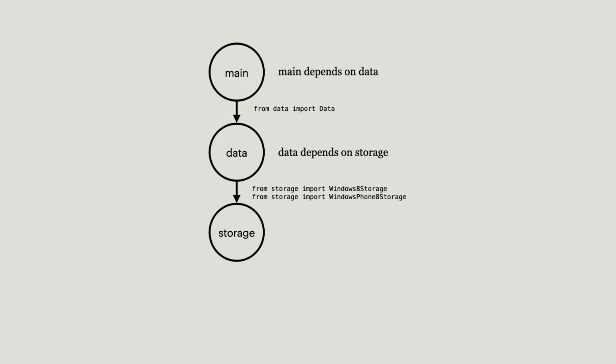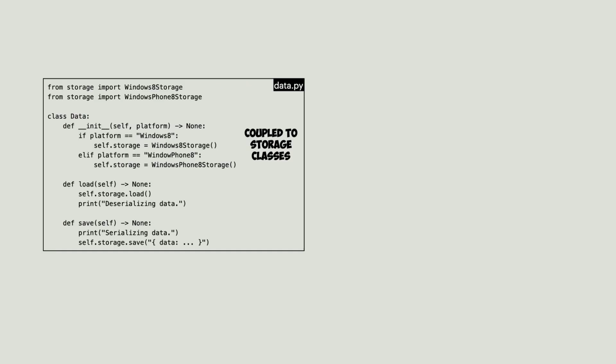Here is the dependency diagram. It is created by following the import statements. And the diagram shows a new problem. To instantiate the storage instances, the data module is coupled to the storage module. You can see this in the code. By looking at the import statements, and the object instantiation.